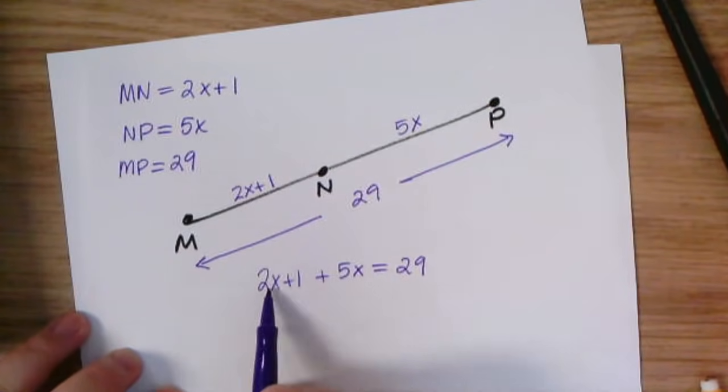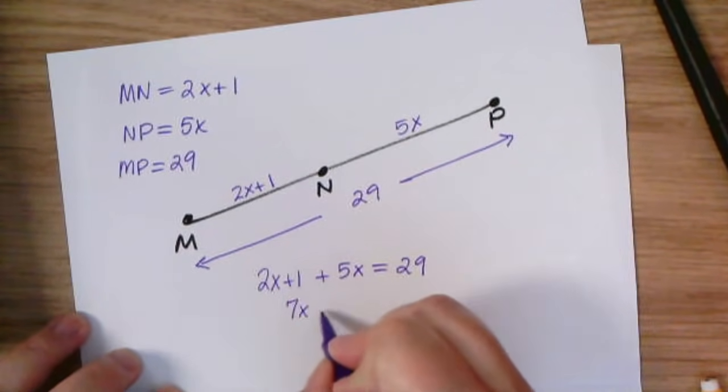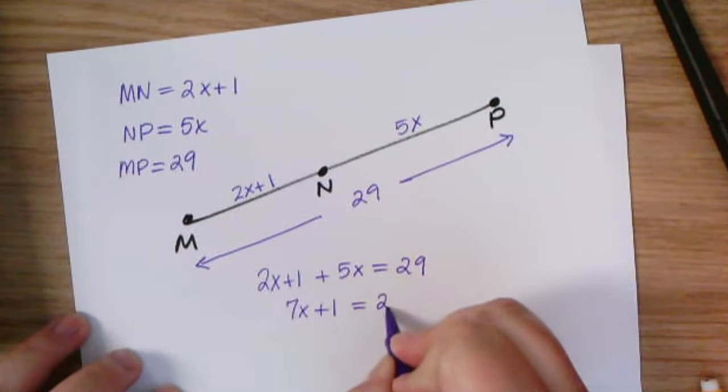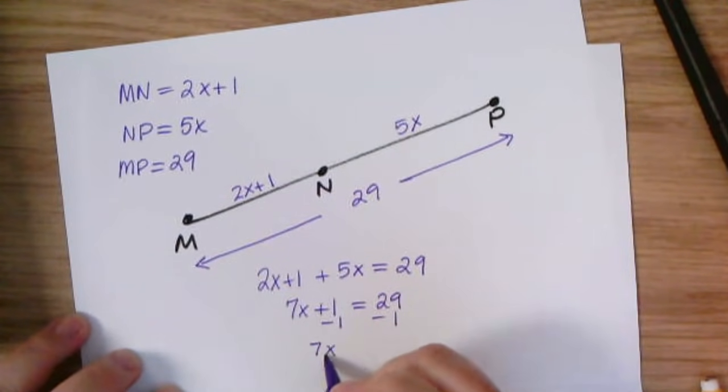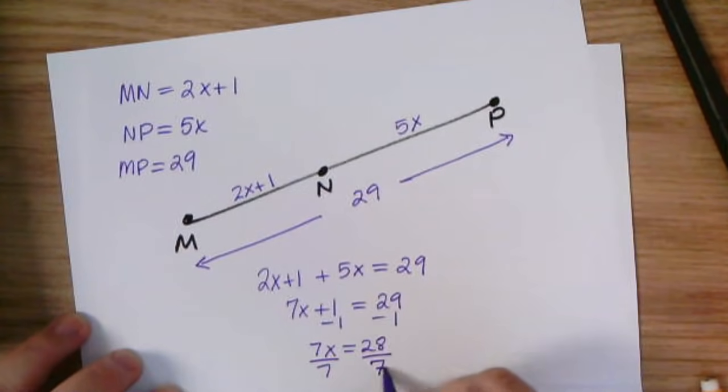I'm going to combine my like terms, so this is 7x, and then I'm going to subtract 1 from both sides, and I get that x is equal to 4.